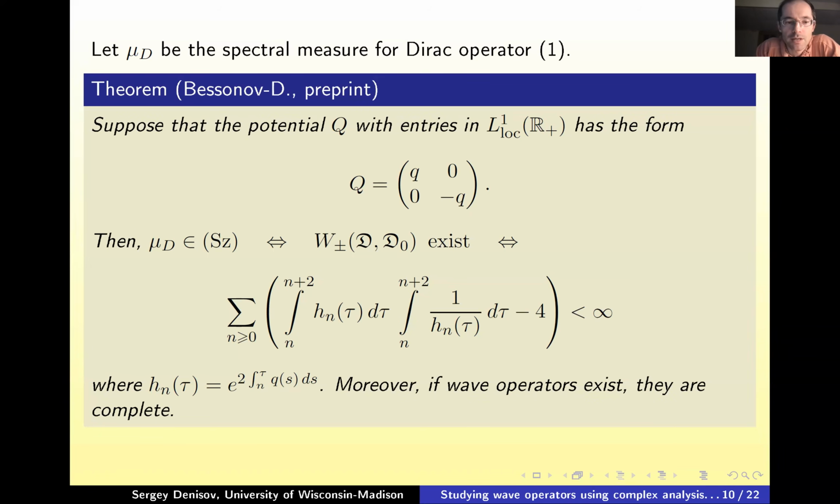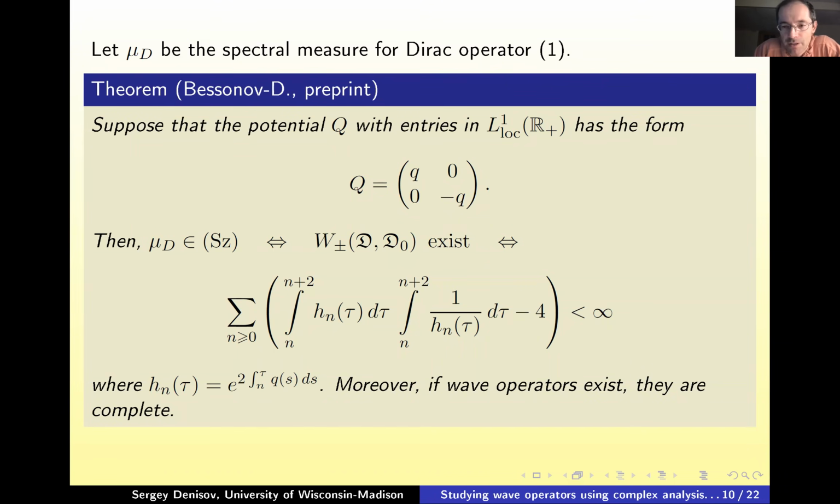The first statement is that this measure is a Sergey measure. This is how you can tell, looking at the spectral data, what you have. This is equivalent to the existence of wave operators, the standard Møller operators that we talked about. And this is really an equivalence: it's if and only if. So if you have the spectral data, looking at it you can tell what happens with wave operators.